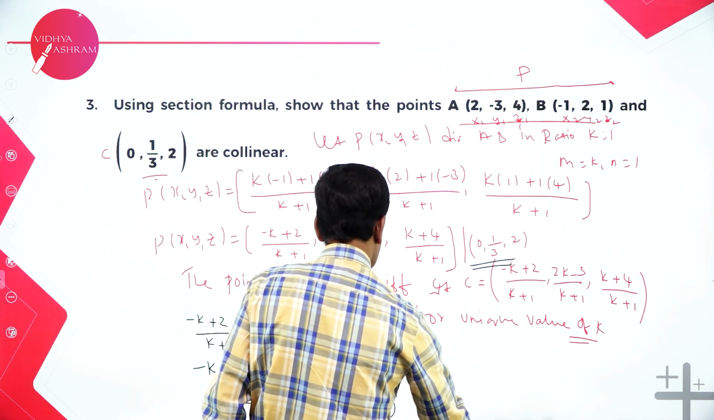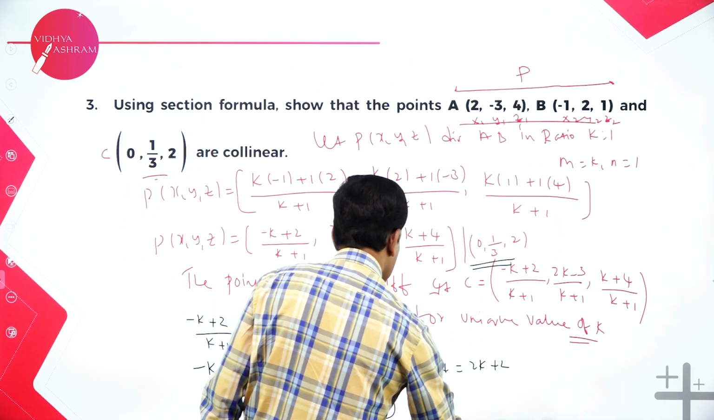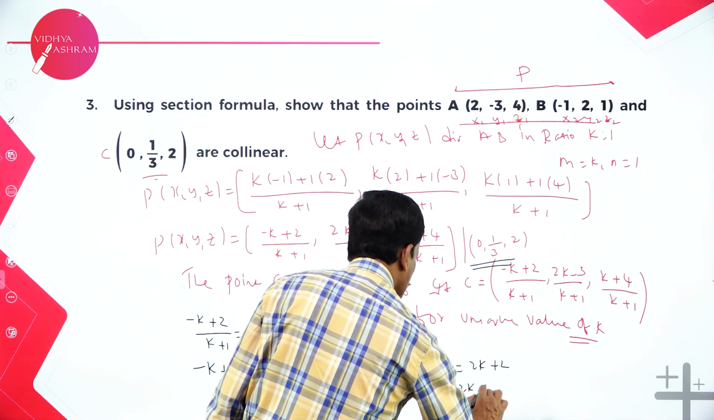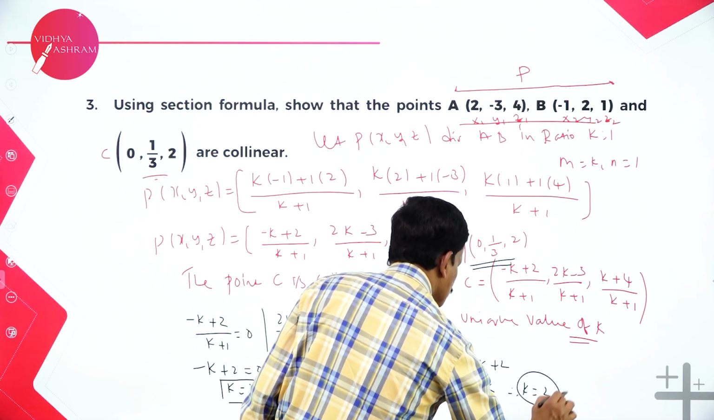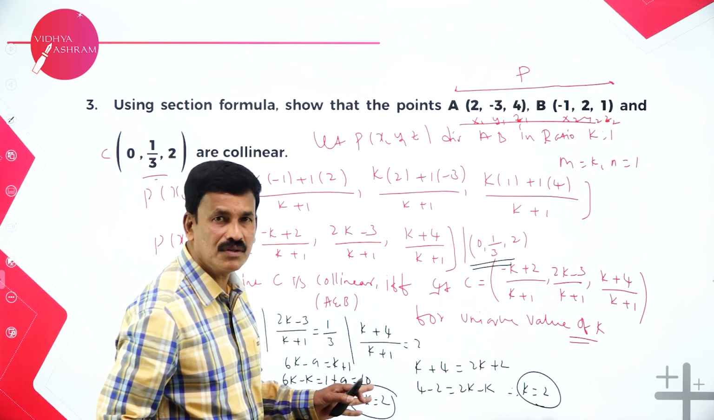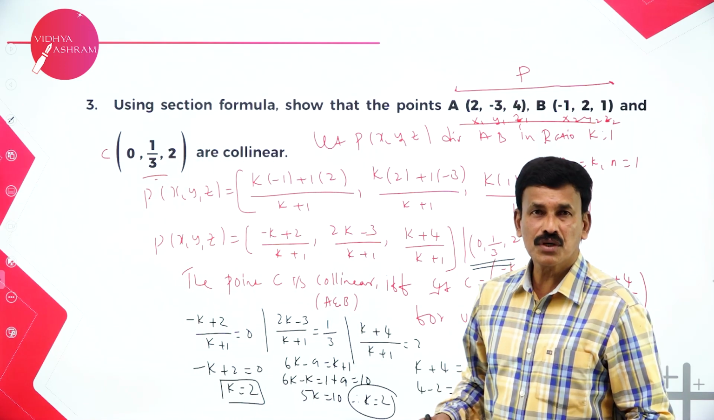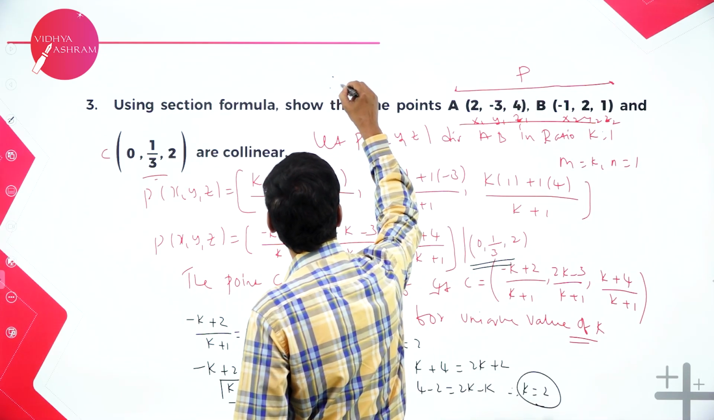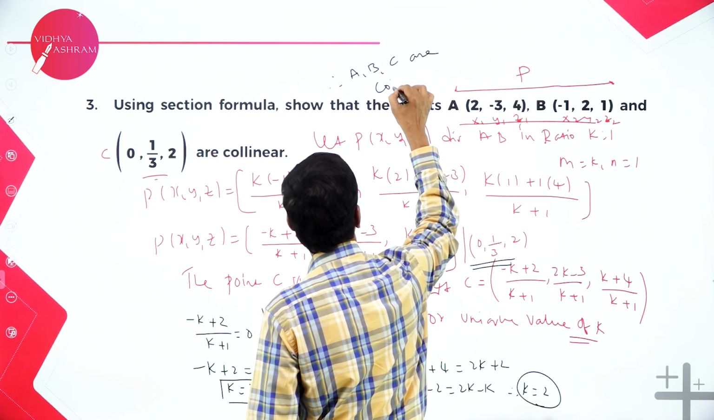Similarly, in this case, k plus 4 is equal to 2k plus 2. Transfer this. What happens? 4 minus 2 is equal to 2k minus k. Therefore, we can write k is equal to 2. So, in all cases, k is equal to 2. That means the value of k is unique. Therefore, the points A, B, C are collinear.